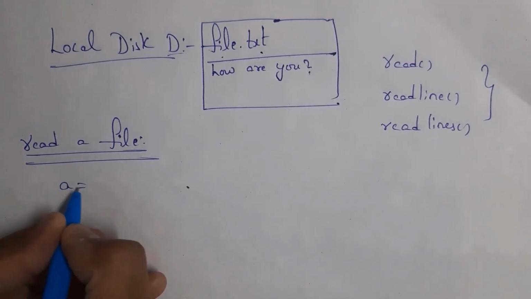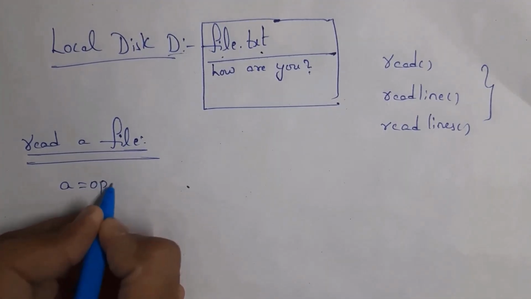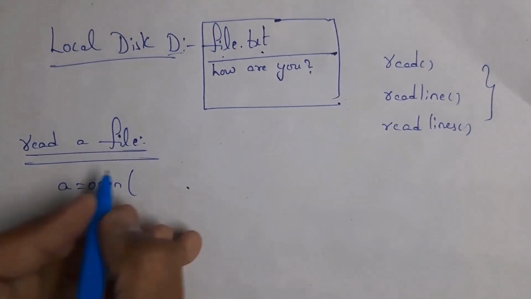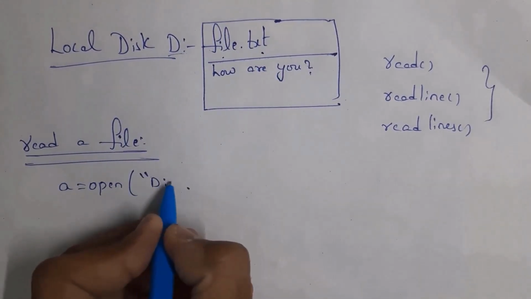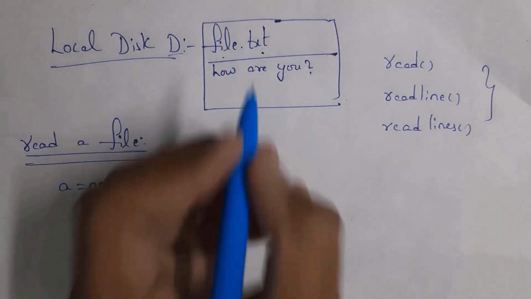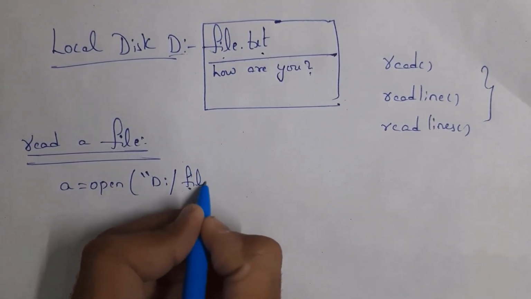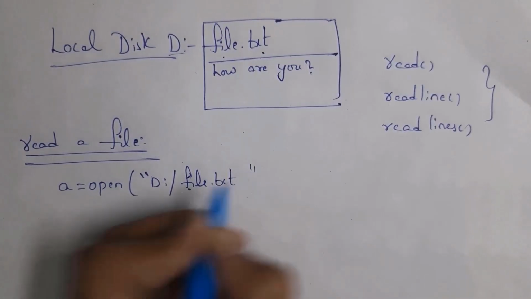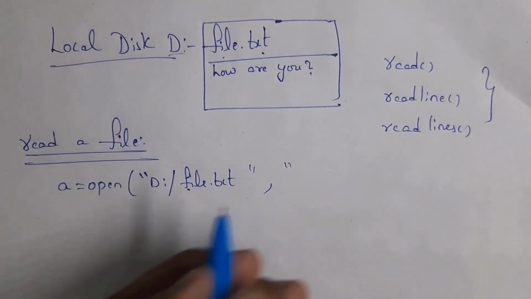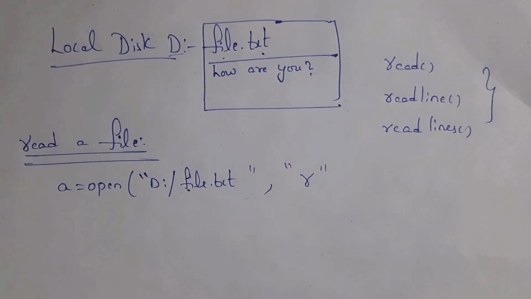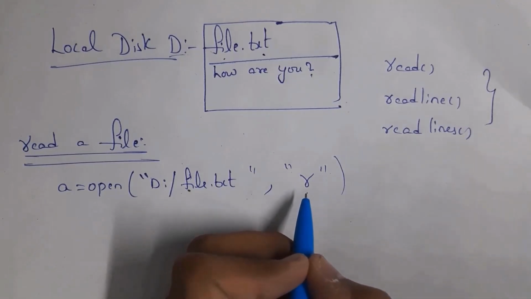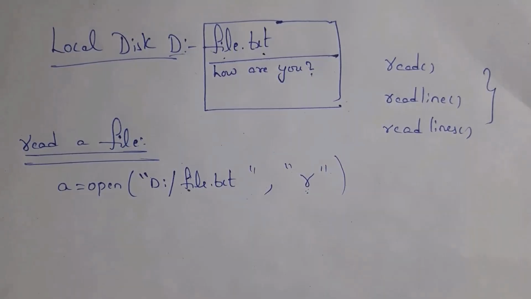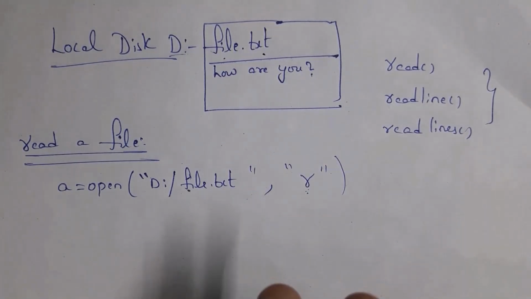At first write a equal to, where a is object, and take open function. Inside open function, write file name. My file is present in local disk D. So write here d:, file name is file.txt. Quotations close, comma. I want to read the file, so you need to open this file in read mode. Don't use write mode here. If you want to read a file, you need to use read mode. And if you want to add any text, then you need to use write mode. Here if you use write mode, it will display error. So don't use write mode here.